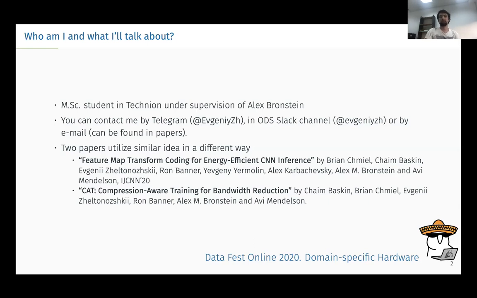The first one is feature map transform coding for energy efficiency and inference, published in IJCNN this year. The second one is CAT, compression aware training for bandwidth reduction, still unpublished. It got good reviews from both ICLR and ICML, but got rejected.